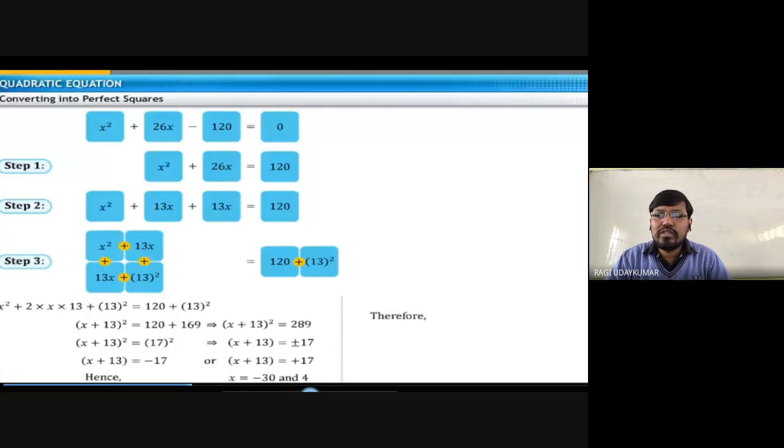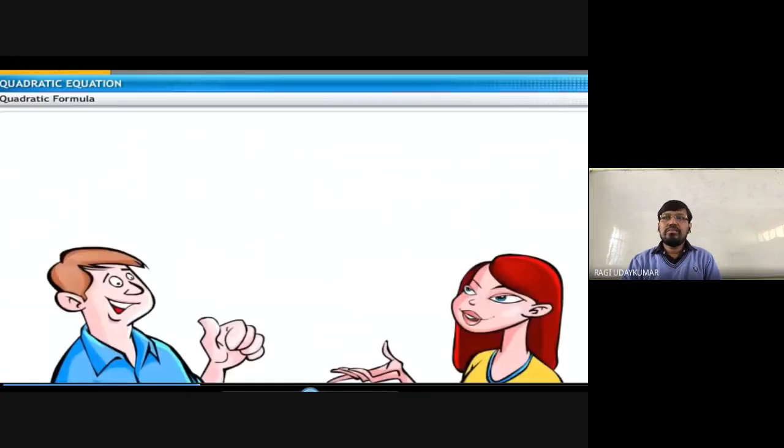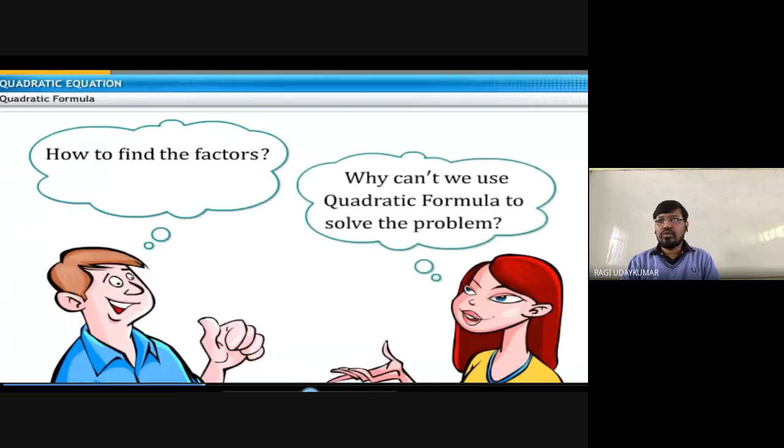So minus 30 is not possible as an age. So x is equal to 4 only is to be taken into consideration. This is the completing square method actually. We are making the given terms into a perfect square. Sometimes it is not possible to find the factors even as a perfect square. So in that case, how to find the roots? We will use the quadratic formula to find the roots or solution of the quadratic equation.